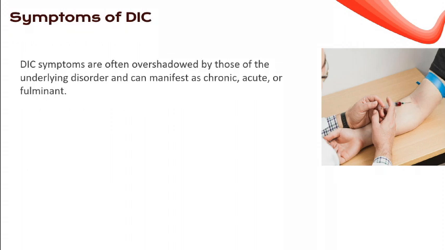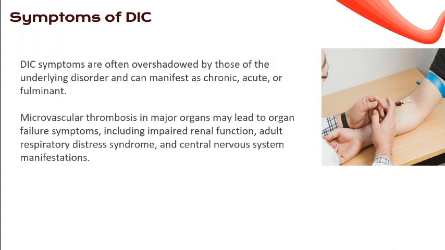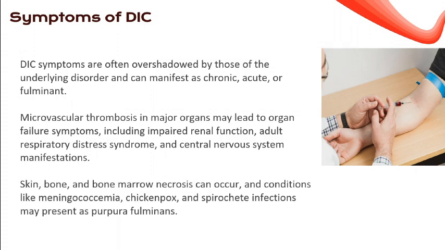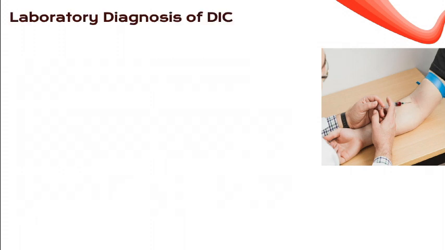DIC symptoms often play hide and seek, overshadowed by the underlying disorder. Whether chronic, acute, or fulminant, microvascular thrombosis in major organs can wreak havoc. Think impaired renal function, adult respiratory distress syndrome, and central nervous system manifestations. Skin, bone, and bone marrow may also take a hit, with conditions like meningococcemia, chickenpox, and spirochete infections presenting as purpura fulminans. Now, let's talk about how we diagnose DIC.